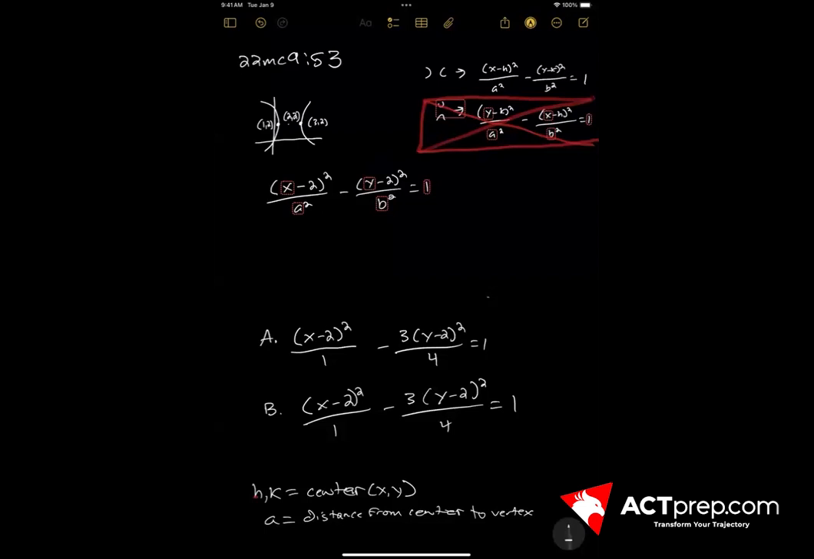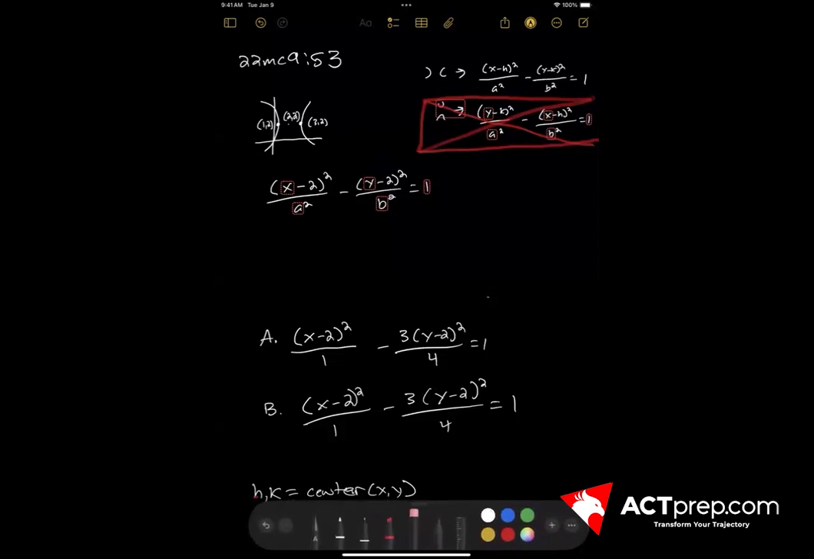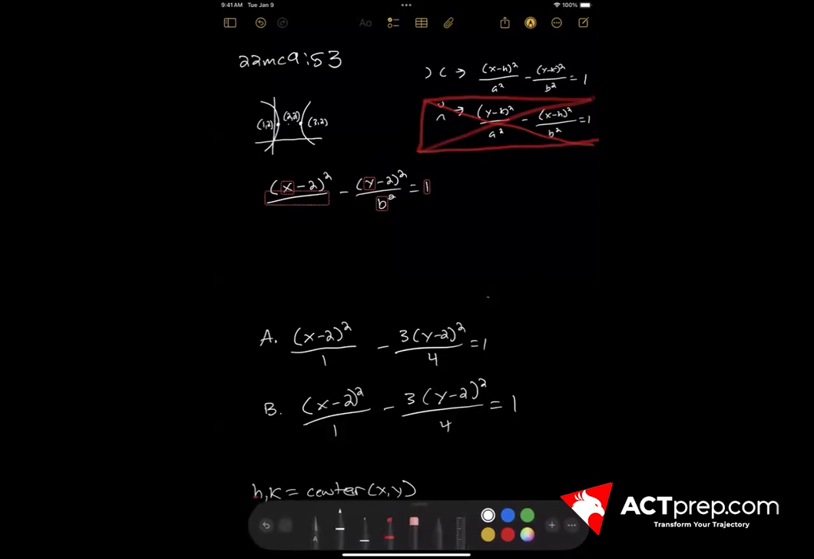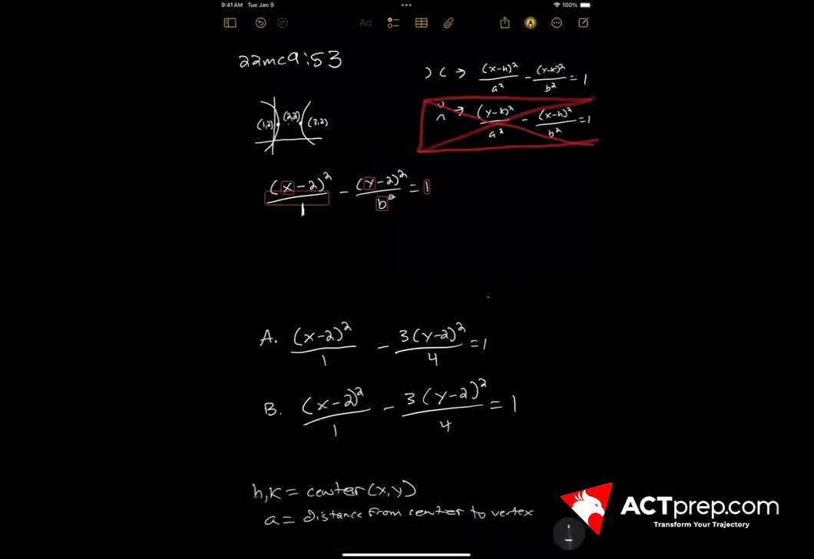And then we can also easily find a. a is simply the distance from the center to the vertex. So 1 is the distance from the center to the vertex. 1 squared is simply 1. So we're just going to have 1 there.